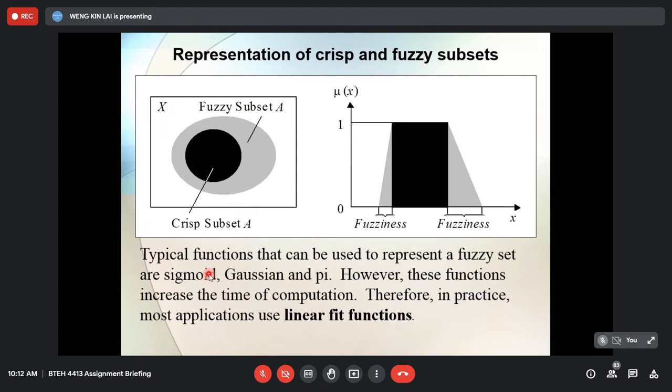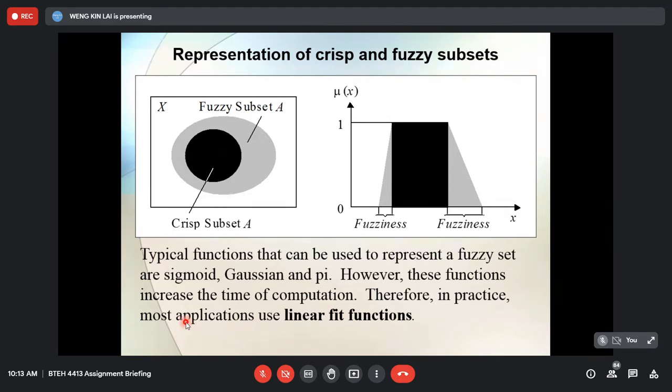So the representation now: this is your crisp subset A, and this is your fuzzy subset A, inside X. Now, the typical functions that can be used to represent a fuzzy set are the sigmoid, which we've shown before, the Gaussian, and the pi. However, using the sigmoid, Gaussian, and pi takes more time in terms of computation. Therefore, in practice, we use the linear fit approximation, as we said before.